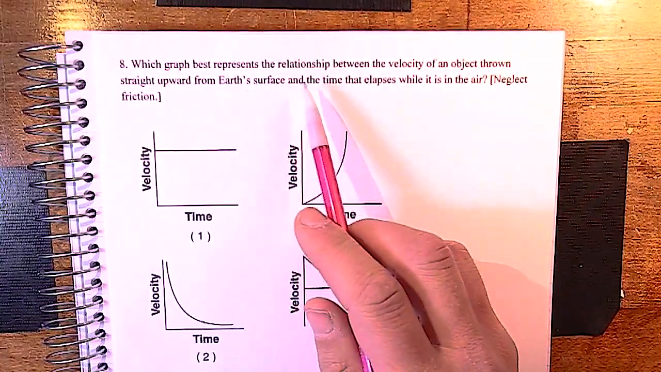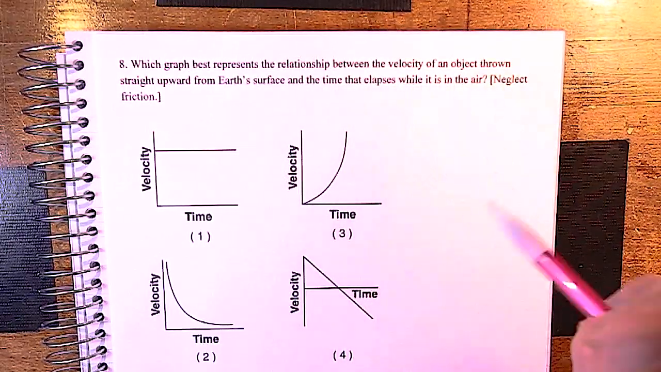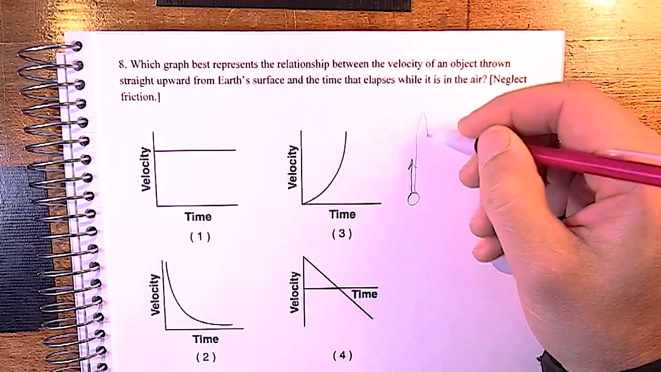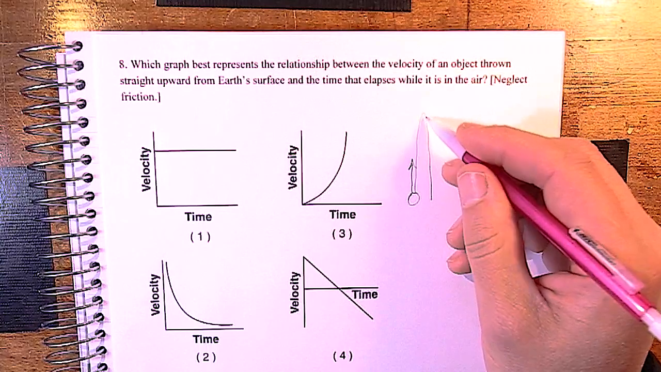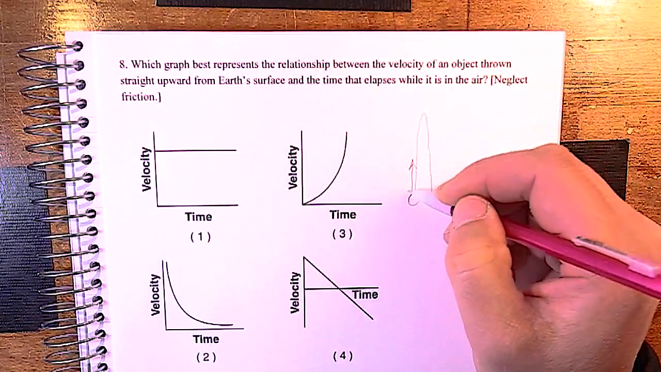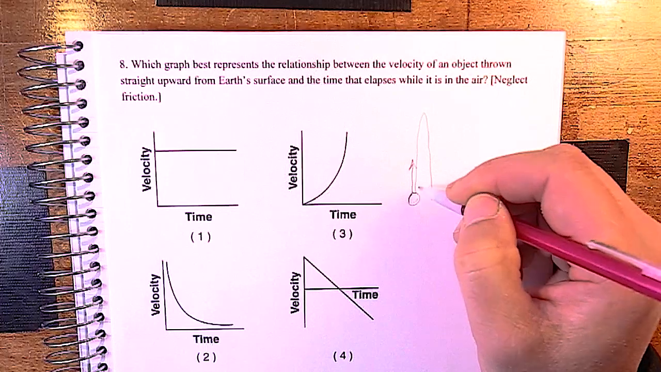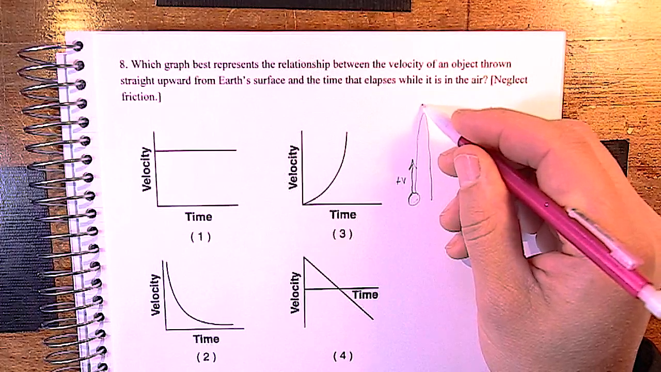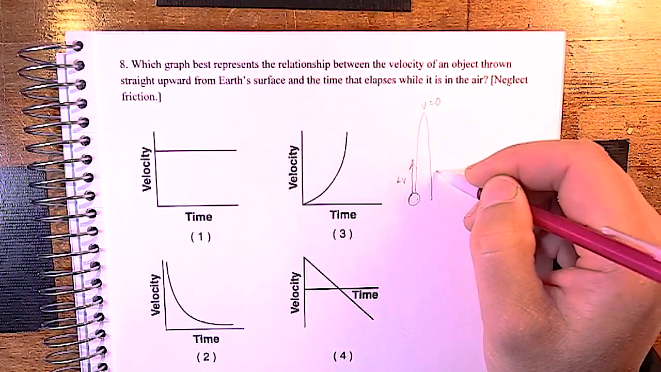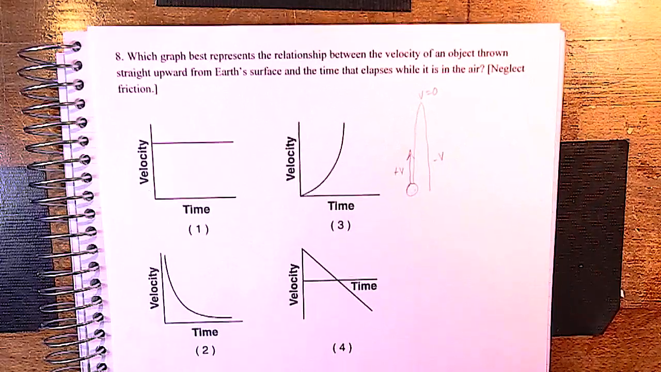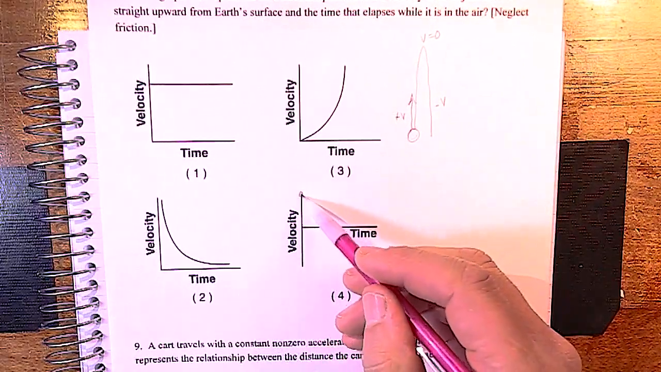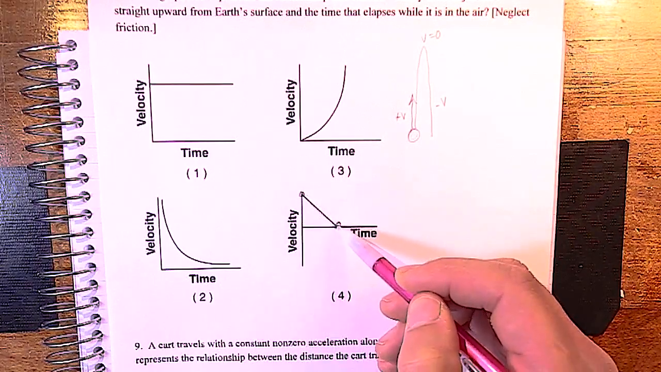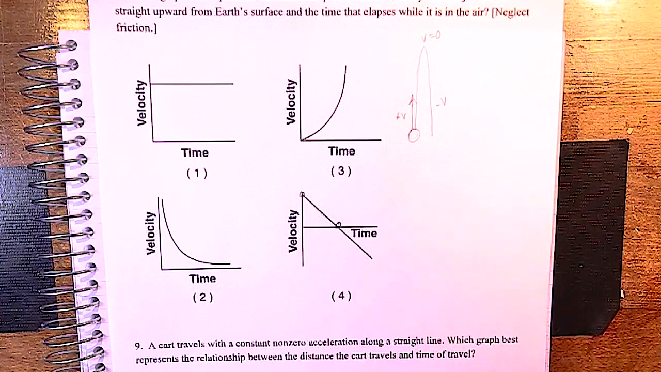Which graph best represents the relationship between velocity of an object thrown straight up from the Earth's surface? So once again, we saw a question very similar to this. The ball goes up and then comes back down. So what does it do? It's going fast in the beginning, and it's up, so it has a positive velocity that decreases until it gets to 0, and then it increases in the negative direction. So this graph right here shows an upward large velocity that decreases, it stops, then it increases in the opposite direction.